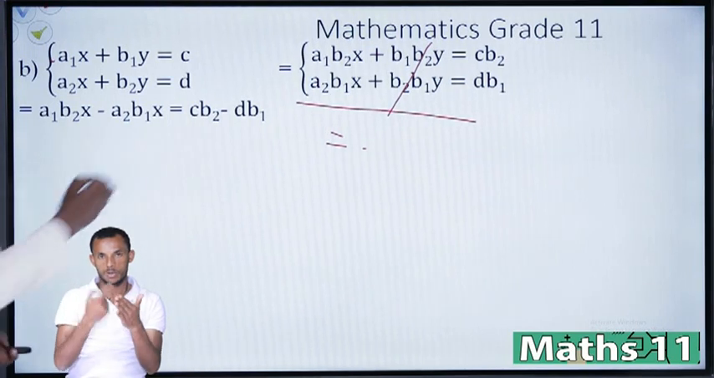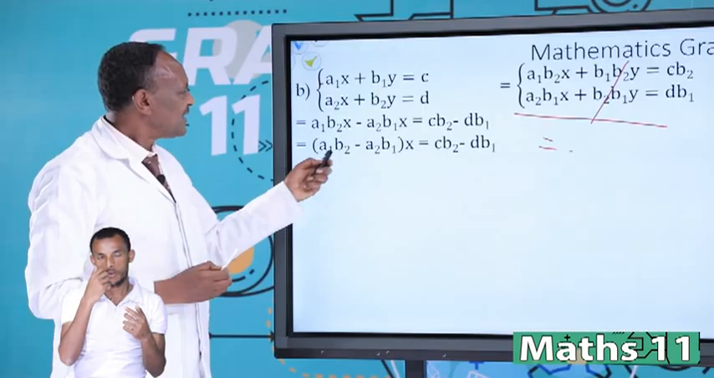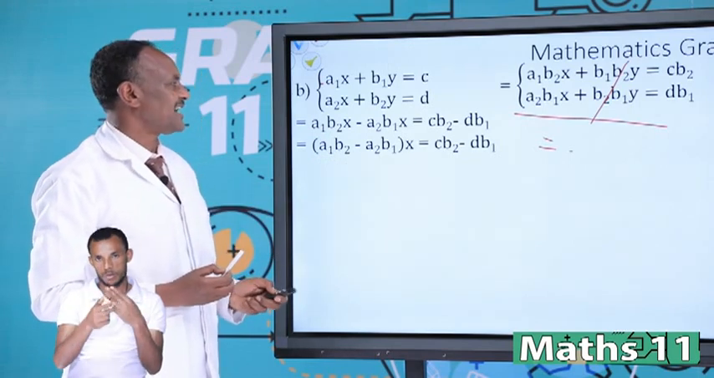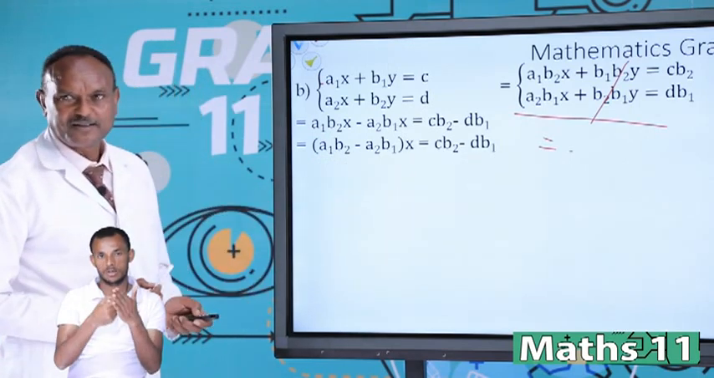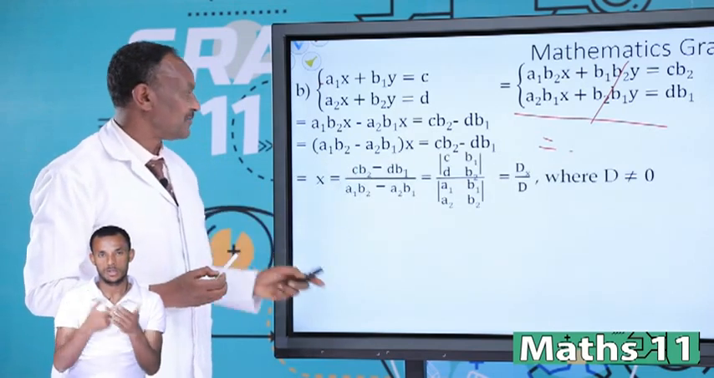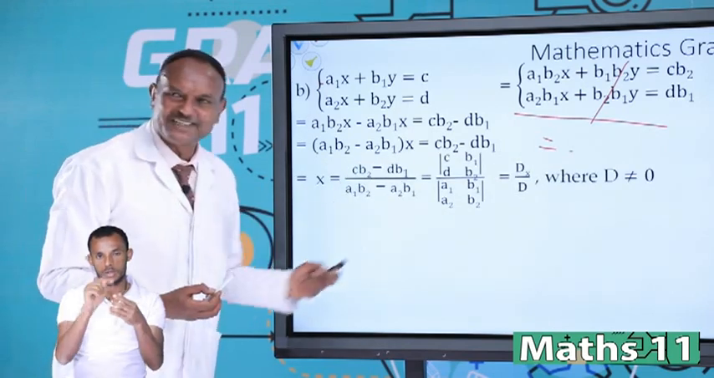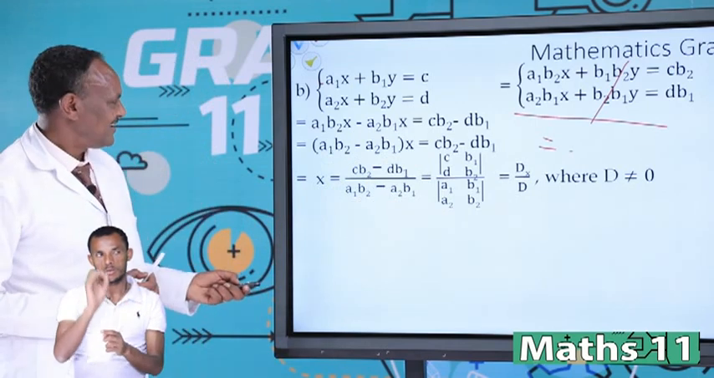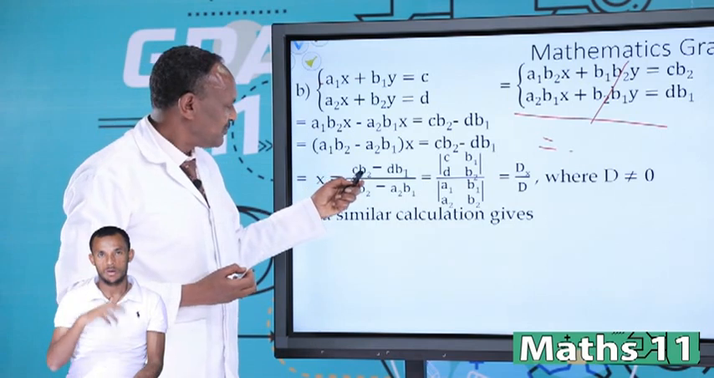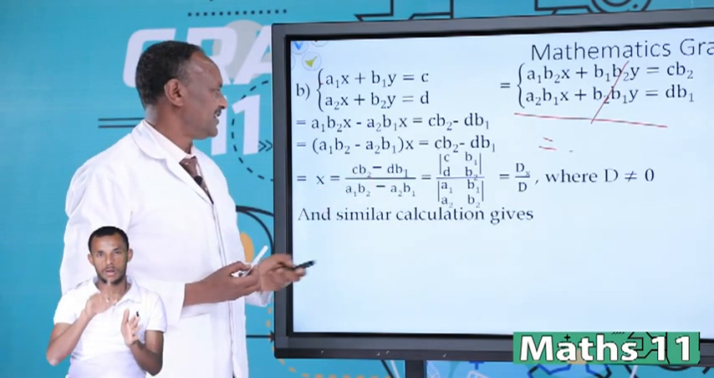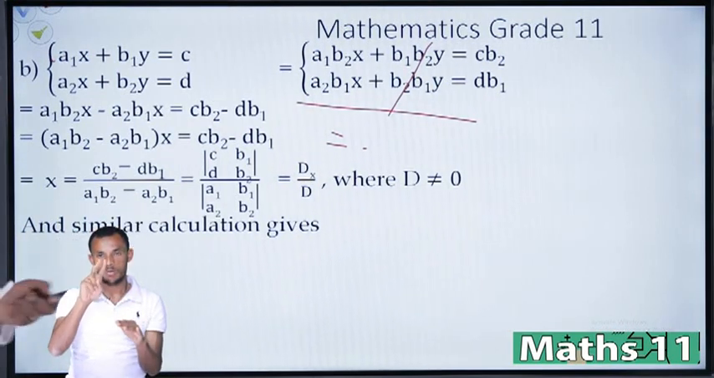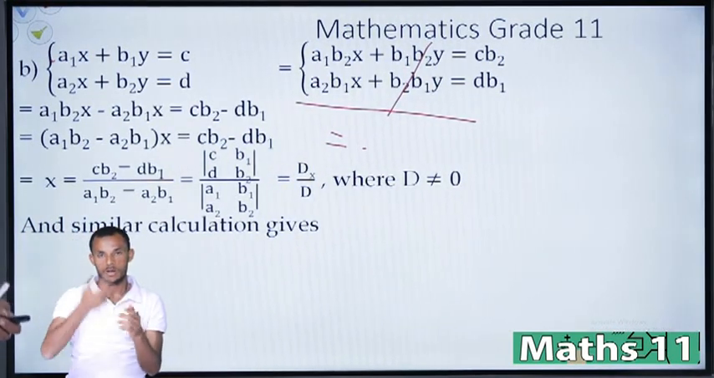But these two terms have a common factor. A1 B2 minus A2 B1, multiplied by their common factor x, is equal to this expression. Then divide both sides by this difference, provided that the denominator is different from 0. And we have C B2 minus D B1, the difference of products, over A1 B2 minus A2 B1, which is a difference of another pair of products.